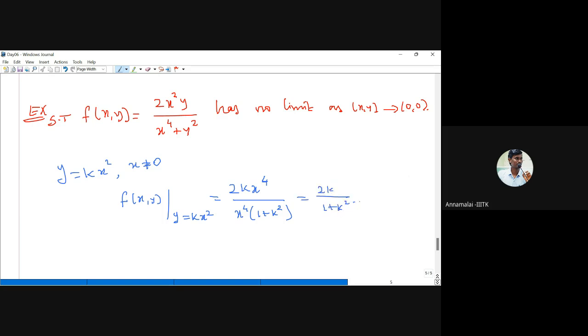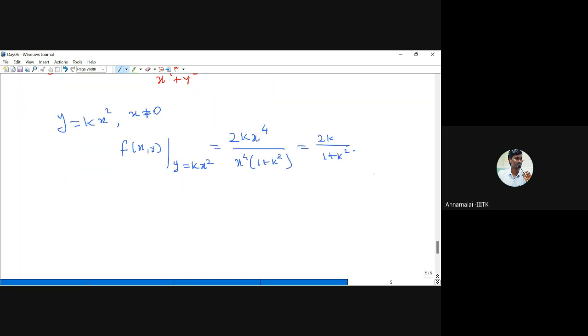So therefore we get 2k by 1 plus k square. Okay. So if you take different k, k equal to 1 or k equal to 2, two different paths, then you'll get different limits. If k equal to 1, we get 1. If you take k equal to 2, substitute here, 4 by 5. So you get a different value. Therefore, the limit does not exist.